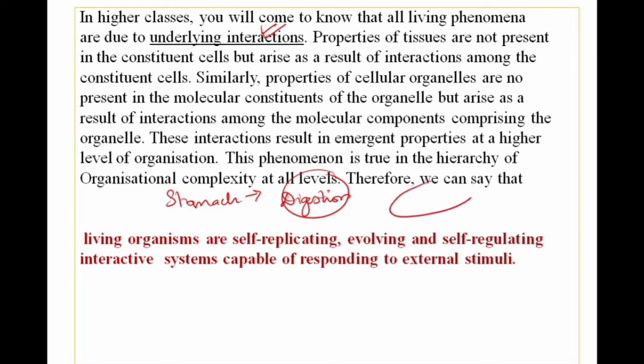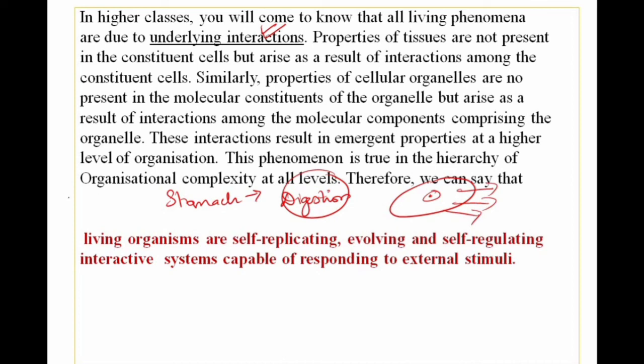So, if you take a cell, you have so many cell organelles, right? You have nucleus, you have endoplasmic reticulum, you have the chloroplast in plant cell, you have mitochondria. Now, if I take out all the cell organelles outside the cellular organization, outside the cell body, these cell organelles may not function independently, okay? But when they are placed together, the interactions of these cell organelles lead to proper functioning, okay?